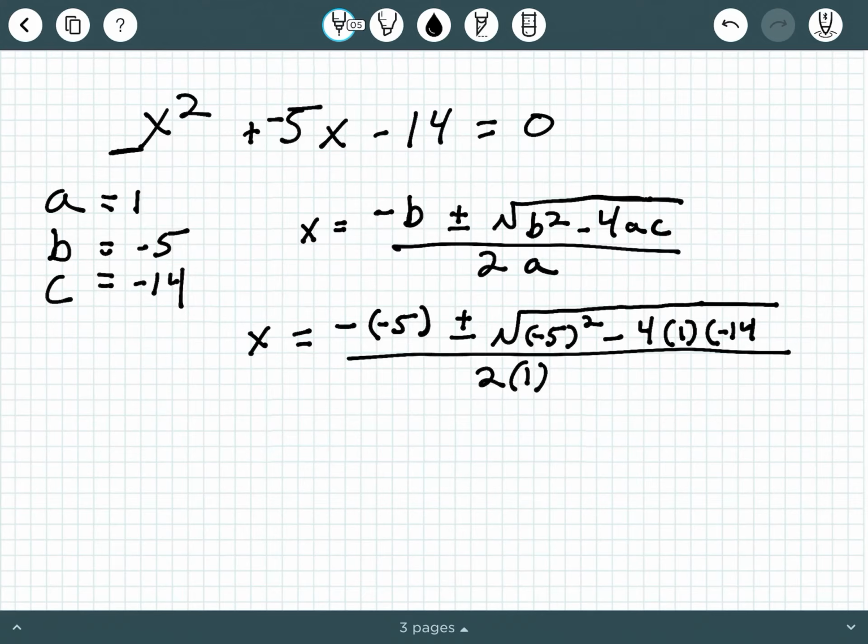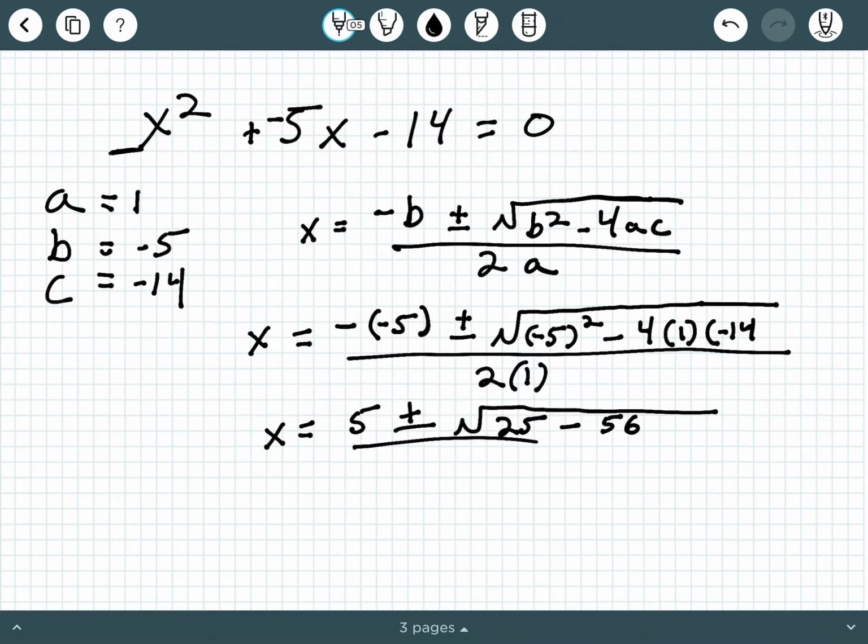So right away, my suggestion would be try to do all the simple math you can to make this look a little bit easier. So we'll see that x is equal to positive 5 plus or minus the square root. Well, negative 5 squared is positive 25 minus 4 times 1 times negative 14. Well, 4 times 1 is 4, times negative 14 is going to give us 56. So 25 minus 56 in our square root. That's all over 2 times 1, which is just 2.